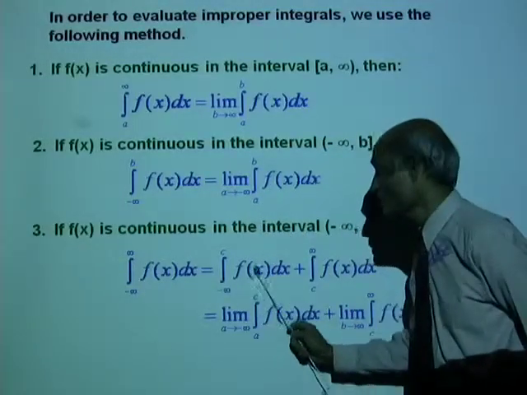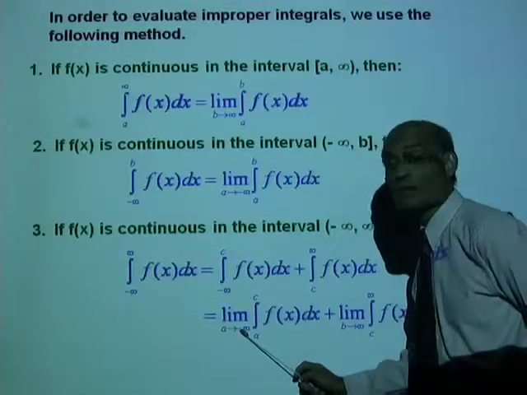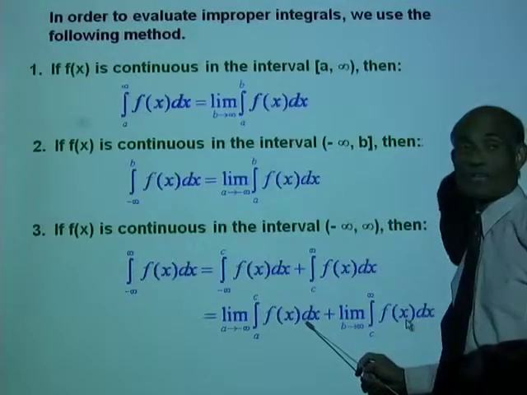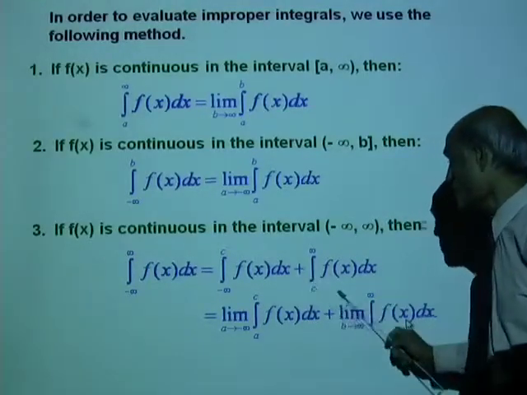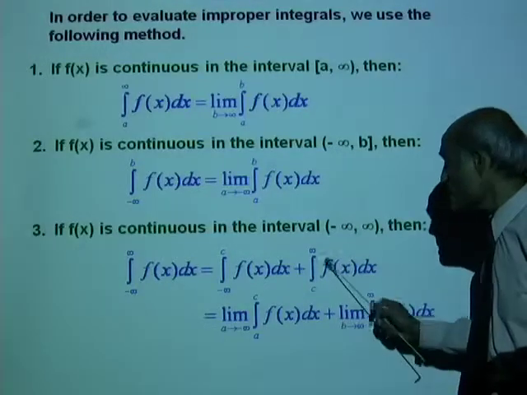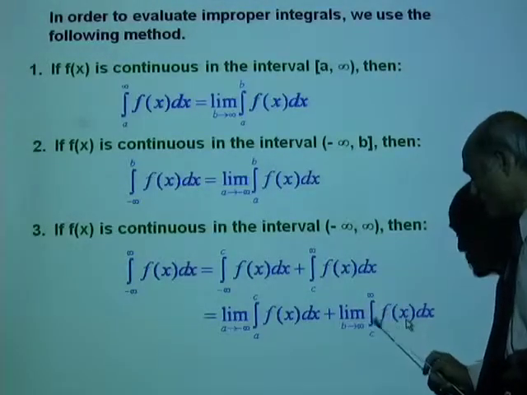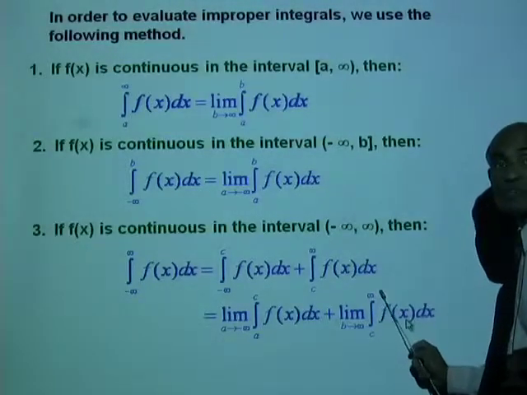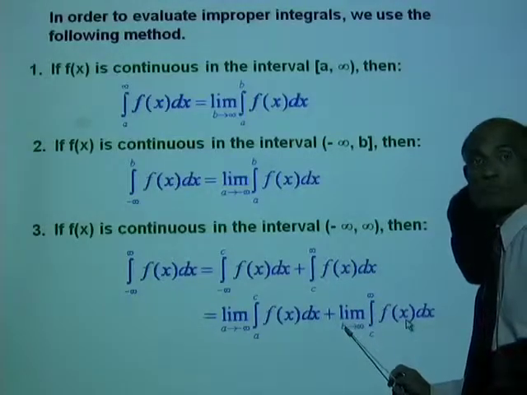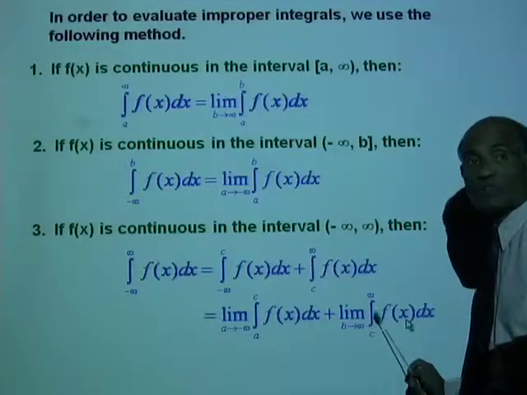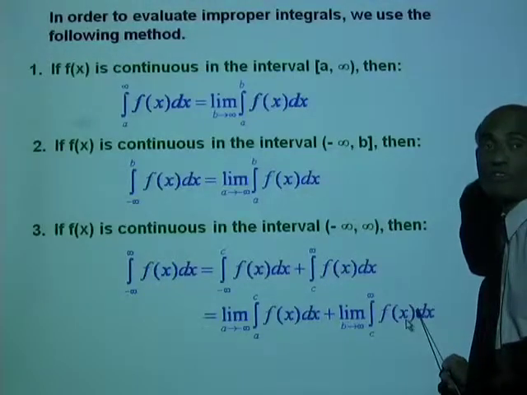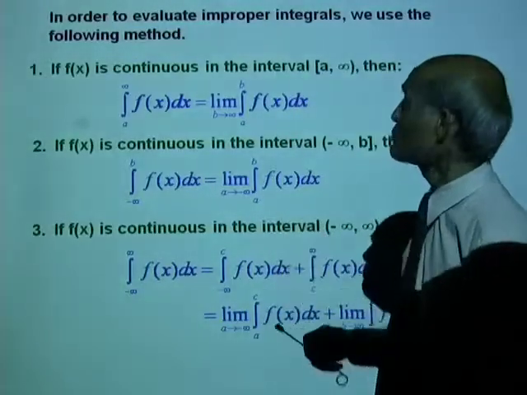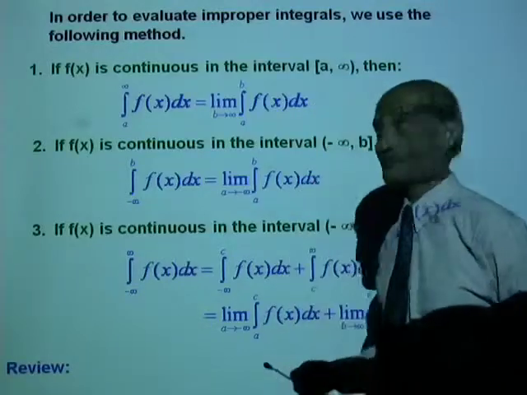So how do we write this? This will be limit a approaches negative infinity, integral a to c of f of x dx, plus, how will this become a limit? Limit b approaches infinity, integral c to infinity, well, c to b, we have replaced that infinity by b, so it should read limit b approaches infinity, integral c to b f of x dx. So these are some of the methods that we'll employ in evaluating such improper integrals.